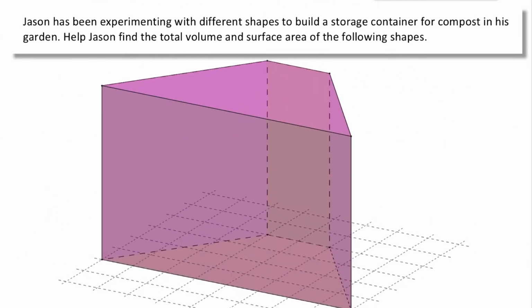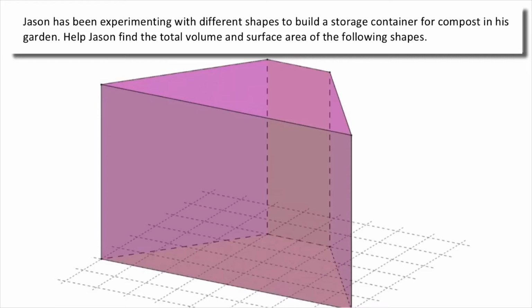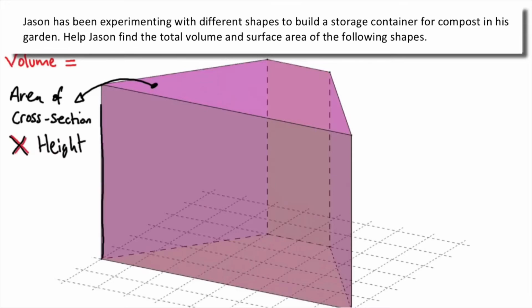In order to find the volume of this prism, we need to find the area of the cross section, which is this part here, and we need to multiply it by the height of the prism. So note that the trapezoid has parallel sides. These two lengths are parallel.